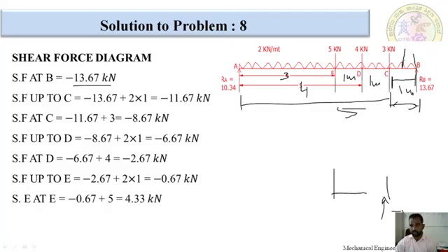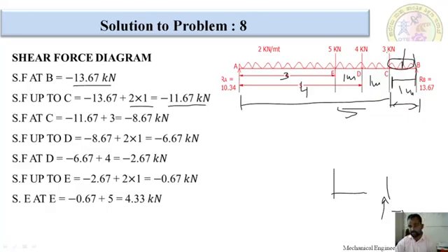and this part we have to convert into a point load. How much? The UDL magnitude is 2, into distance, 2 into 1. For that reason they have taken 2 into 1. Minus, this is 2, negative 11.67 kilonewton.